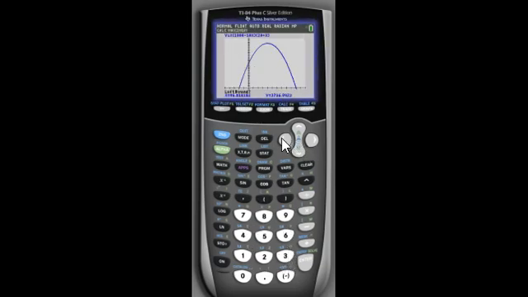I can do the same thing to find my maximum. Again, it says left bound, so I need it to be to the left of the vertex. I'll push enter, and then I will scroll it to the right of the vertex. It says right bound down here. I'll press enter, and then it says guess, and I press enter again. And it tells me that my maximum, which is my vertex, is located at (40, 36,000). And so you can see how we can find the same information using our graphing calculator as we can with Desmos.